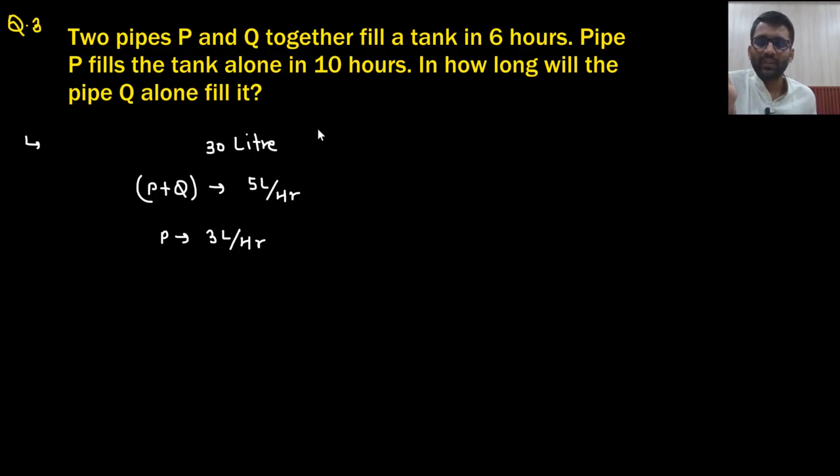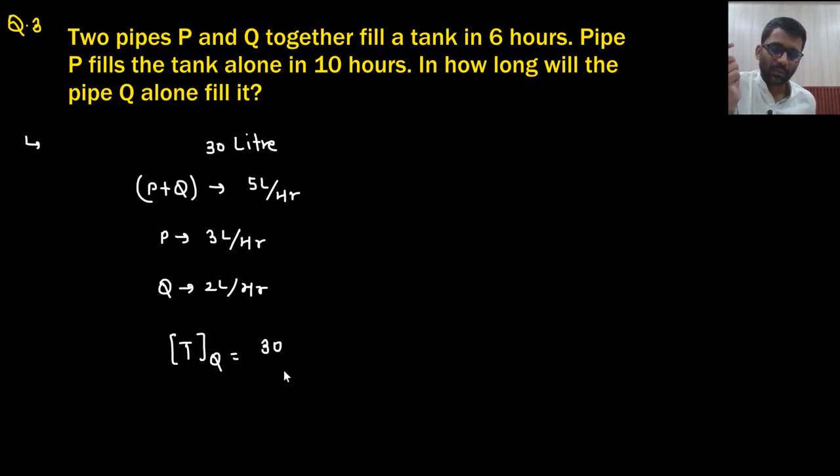So how long will Q take to fill it? If P is giving 3 liter per hour, that means Q is giving 2 liter per hour. These kinds of questions you should be able to solve now. So Q is giving 2 liter per hour and he has to fill 30 liter. So the time taken by Q would be 30 by 2, that means 15 hours. That's it. This is the answer. Very easy. Let's see the next one.